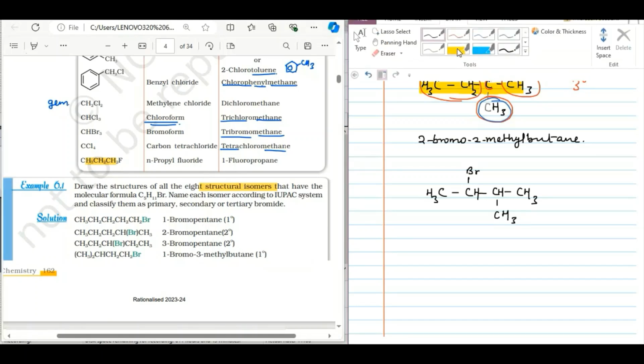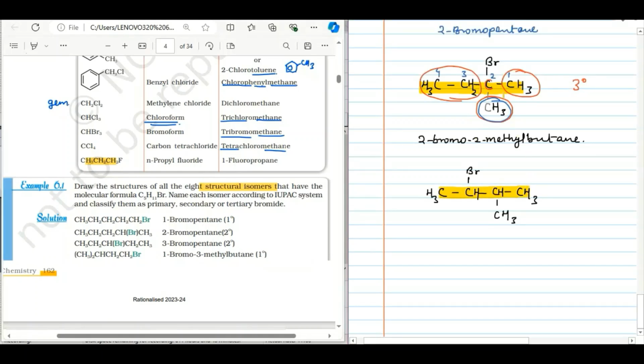Now select the longest carbon chain. So here this is a 4 carbon long chain. Now number the chain so that bromine gets the lowest possible number. This time you have to number it from the left direction: 1, 2, 3 and 4. As bromine gets the second number, the name will be 2-bromo. The substituent is methyl at the third position, so you will write 3-methyl. The parent is 4 carbon long, so butane.